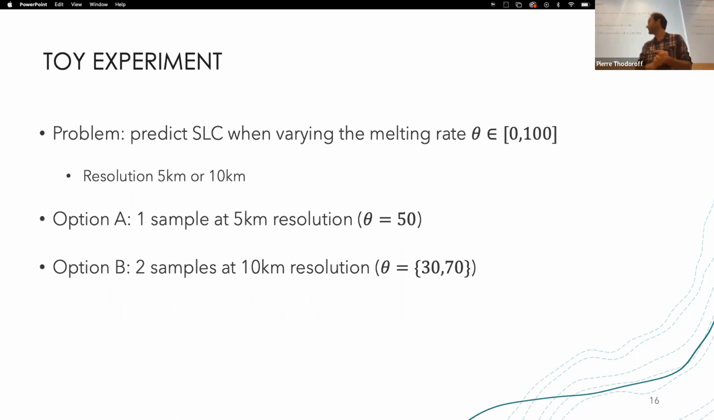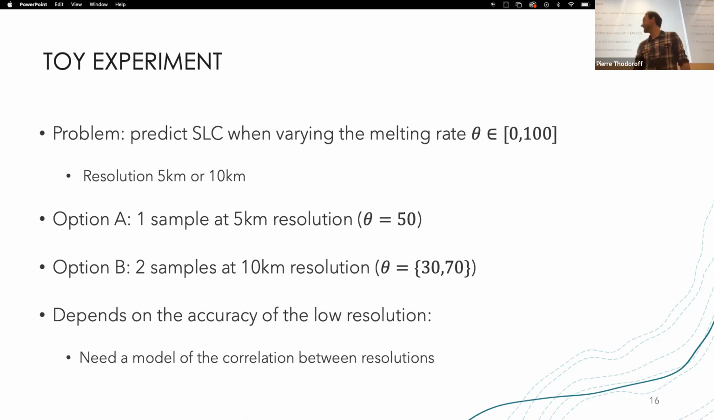Okay, let's start with a toy experiment to get an idea of how you would make such a trade-off. Let's say you're trying to predict the sea level contribution when varying the melting rate between 0 and 100. And you can choose two things, either resolution 5 kilometer or 10 kilometer. You can get one sample at 5 kilometer, which let's say is theta equals 50, or two samples at 10 kilometer resolution, where you can query, let's say, 30 and 70. And the question is, which one would you choose?